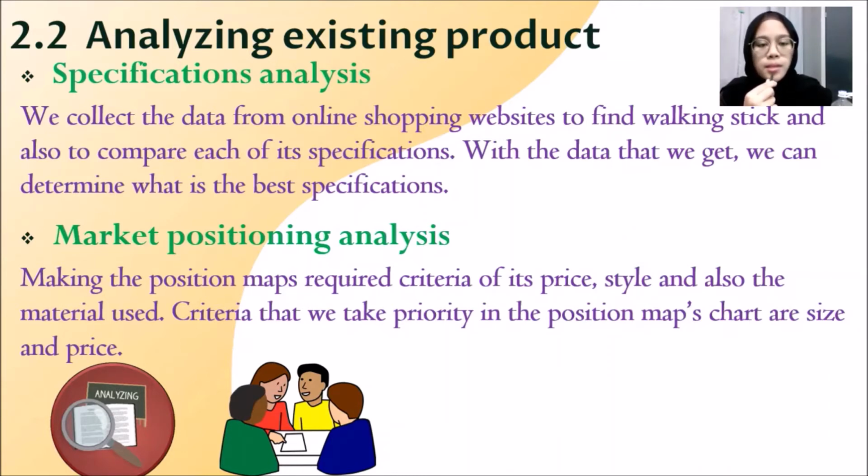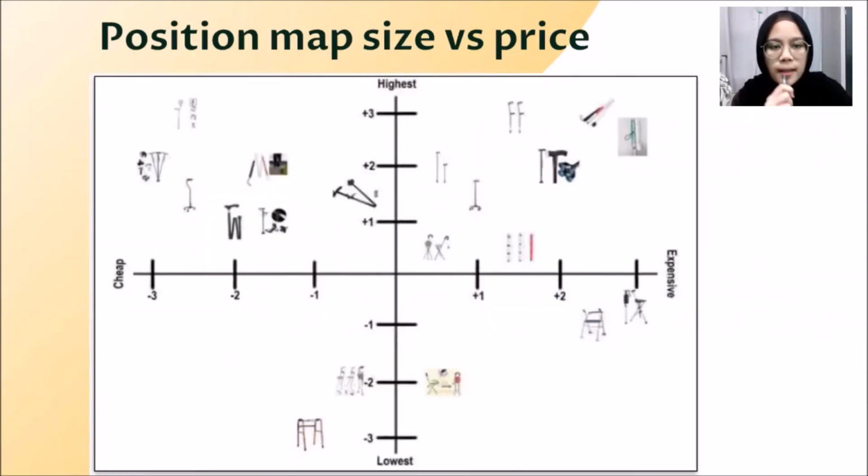Next is the market positioning analysis. Making the position maps requires criteria such as price, style, and the material used. The criteria we take priority in the position map charts are size and price. From the figure, it shows the position map of current walking sticks in the market. These products were rated among the team members by their price and size. 20 varieties of products were collected by the group members to decide the position maps. The prime concern we want to highlight is that the product must be affordable and the size just right for the customer.